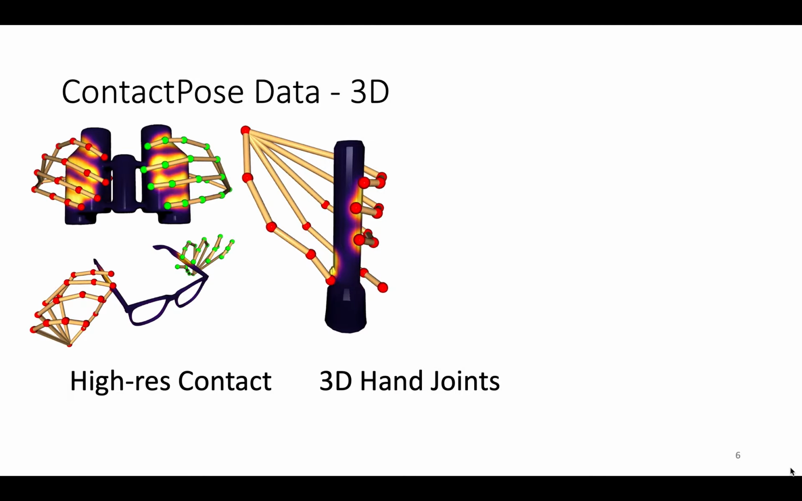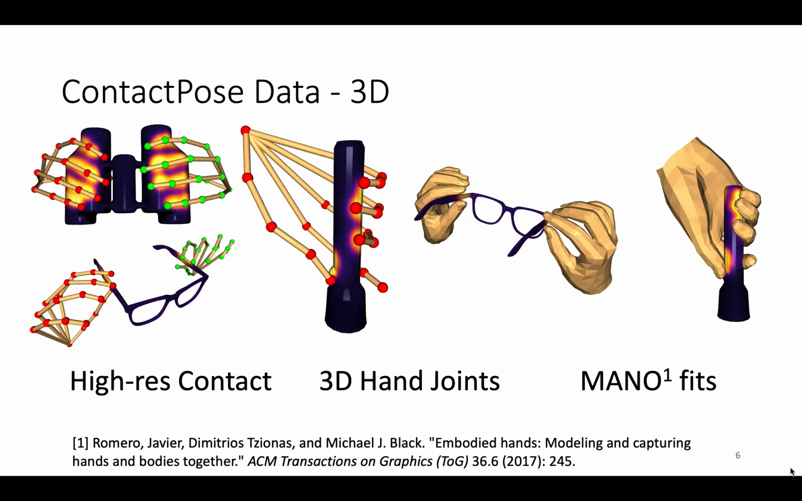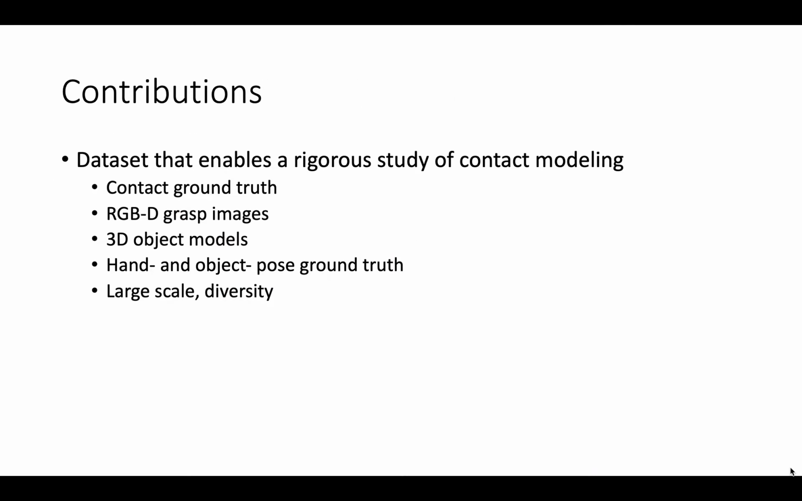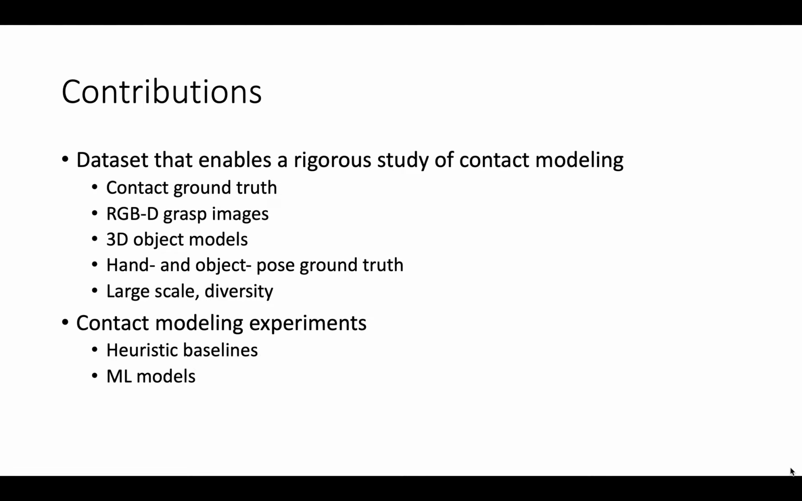Here we present the ContactPose dataset, which has high resolution contact encoded in the mesh texture, 3D hand joints, optimized MANO hand meshes, and multi-view RGBD images annotated with hand and object pose. This data enables a rigorous study of contact modeling by providing ground truth contact paired with various data modalities. We also present our own experiments on learning contact models and comparisons with heuristic baselines.